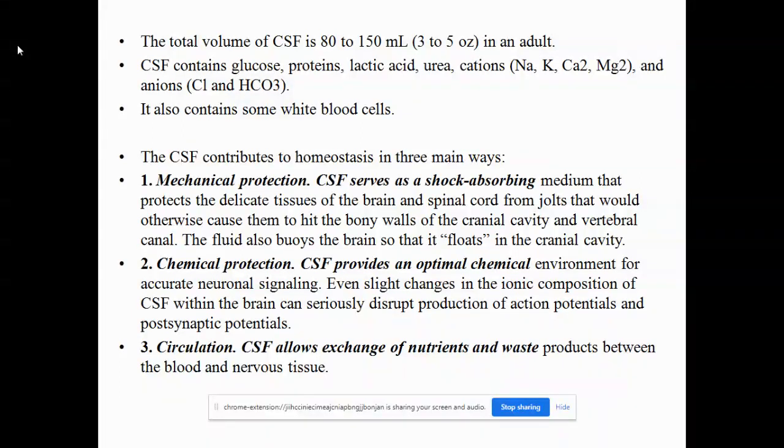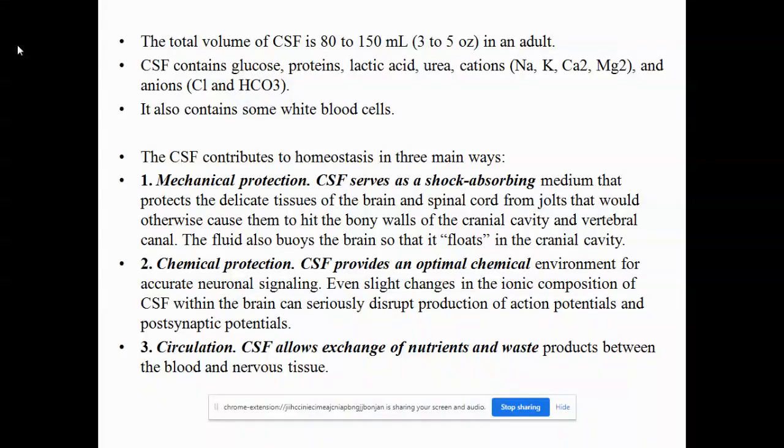Second one is chemical protection. This provides a very optimal chemical environment for neuronal signaling. This is very, very important. The ionic composition is very optimum. Even if there is a slight change in the ionic composition of the cations or the anions, it will seriously lead to some complications within the brain. It will disrupt the production or propagation of the action potentials and the postsynaptic potentials.